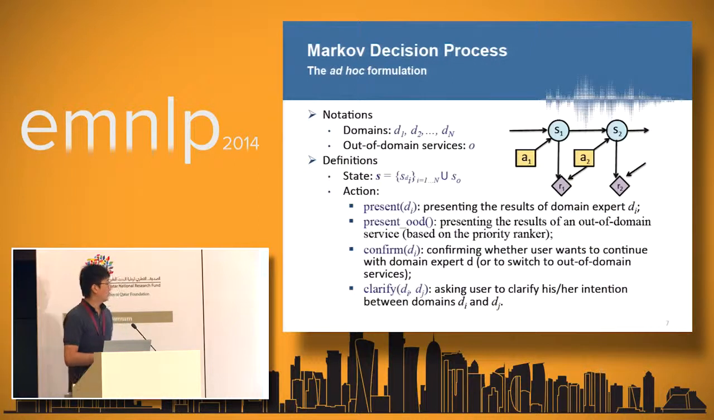And confirm means we can confirm whether the user wants to continue the dialogue within a particular domain, or if the user says no, then it will switch to out-of-domain services. And clarify between two domains. So you can see there are four types of actions, and each action can take one or two domains as its operand.